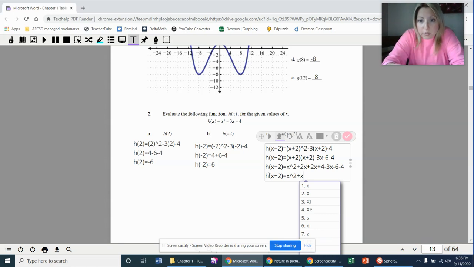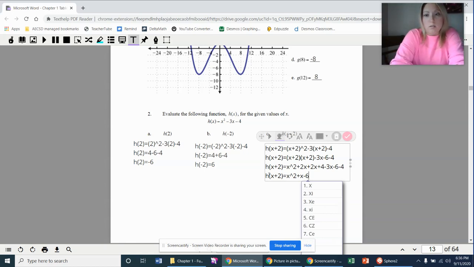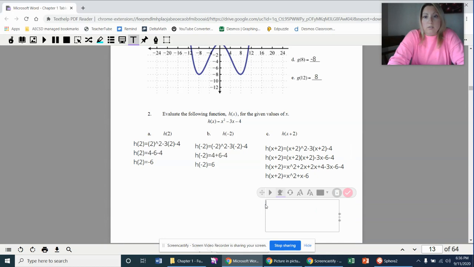Now with numbers, let's look. We've got 4 minus 6, so 4 minus 6 is negative 2. Negative 2 minus 4 is minus 6. And there's our answer. That's how that works.